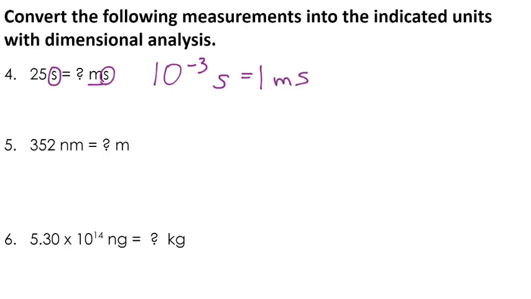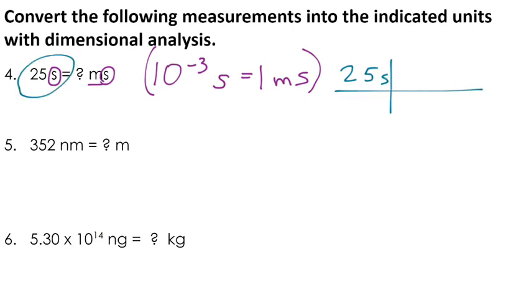So 10 to the negative 3 seconds equals 1 millisecond. And that's our conversion factor. Now we're going to use dimensional analysis with our given, which was 25 seconds. And when we're doing our dimensional analysis here, since I have plain old seconds on top, I'm going to start by putting the plain old seconds side of my equation down on bottom, following that diagonal rule. And then that means I can put my 1 millisecond up on top.